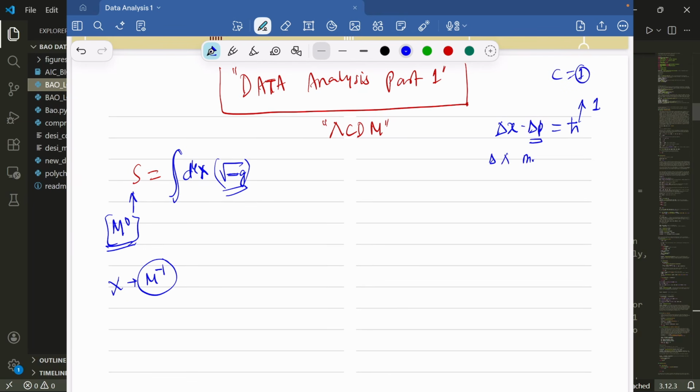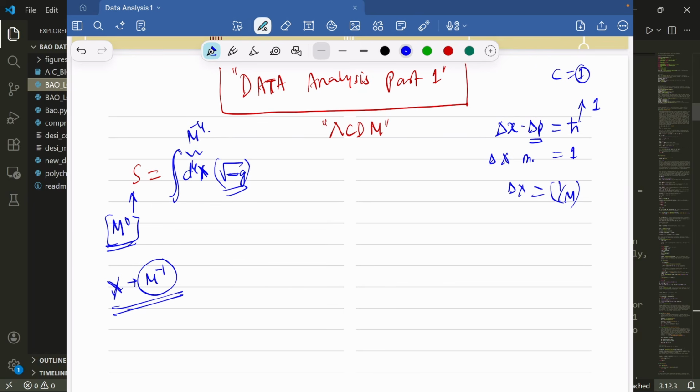All right, this is delta x. This is now 1. Delta p becomes m. So delta x is 1 over m. So this is mass inverse. So your distance over here I have written is the mass inverse. So mass inverse, now it has become m to the power minus 1.